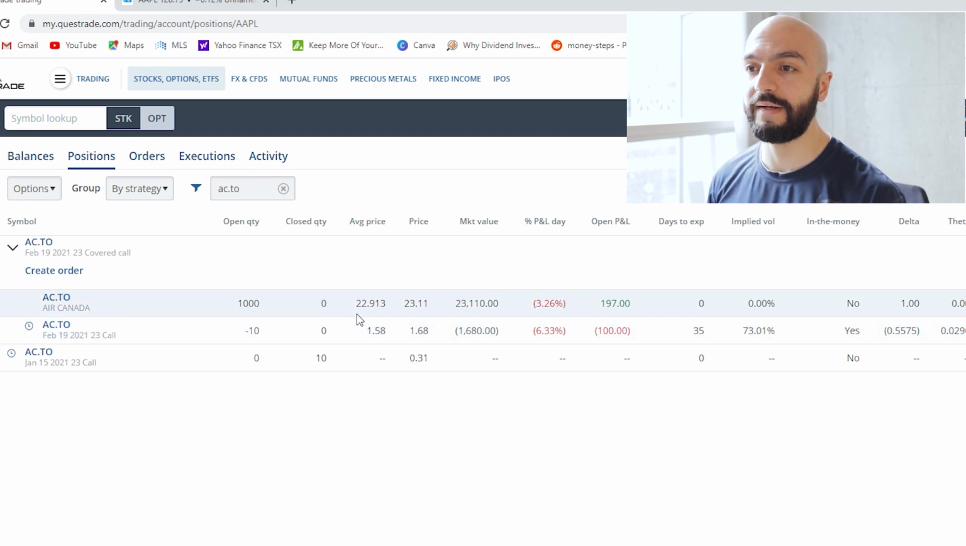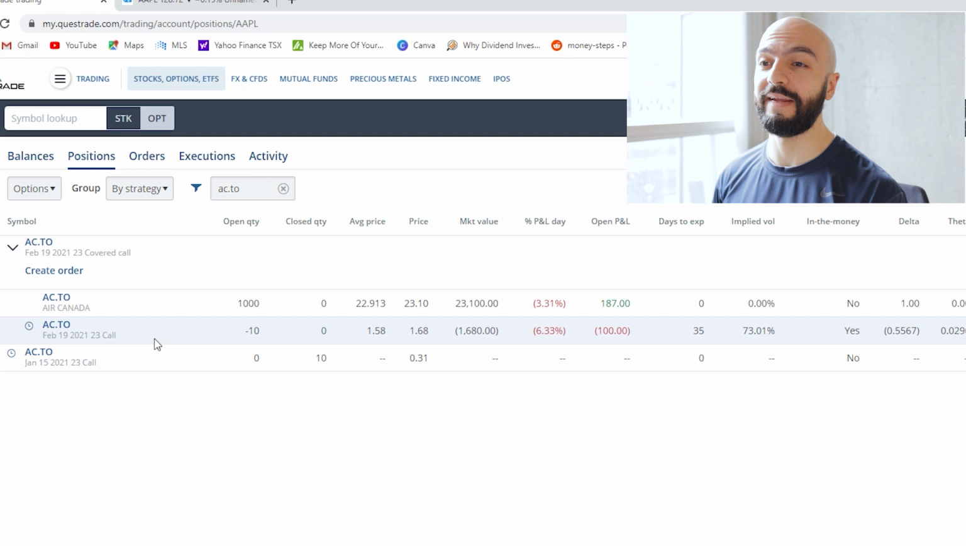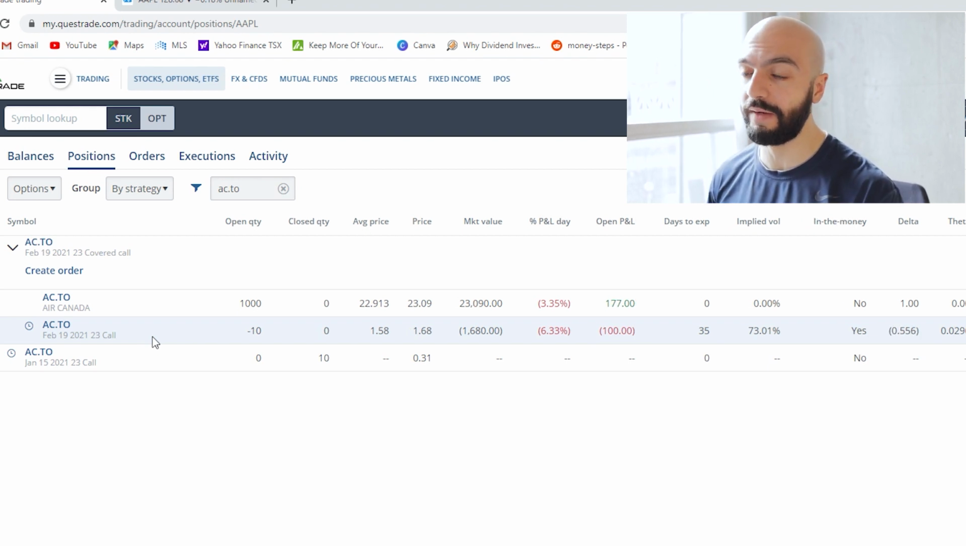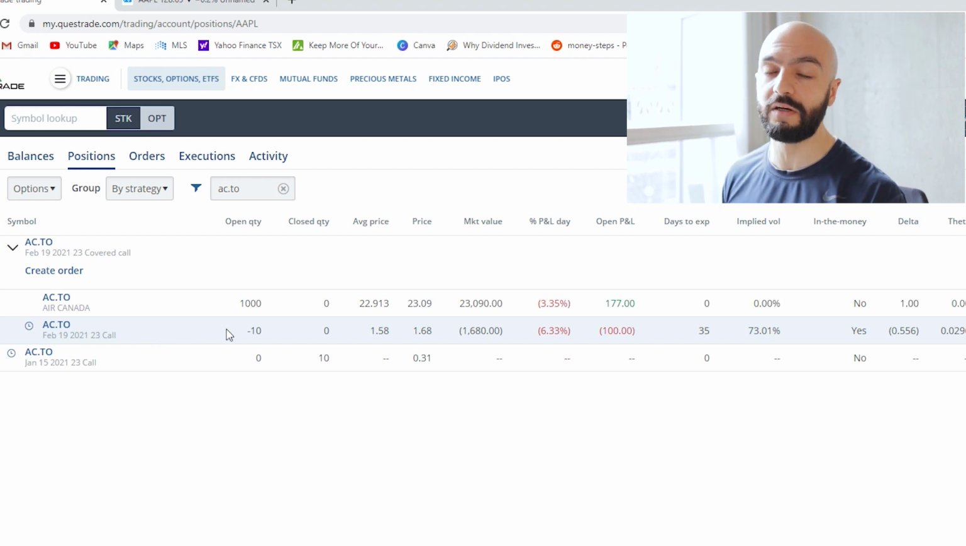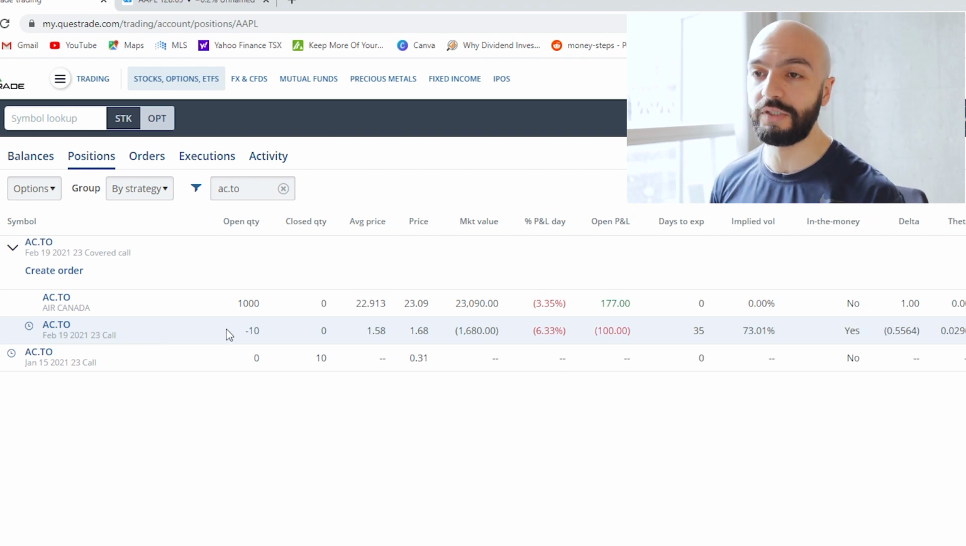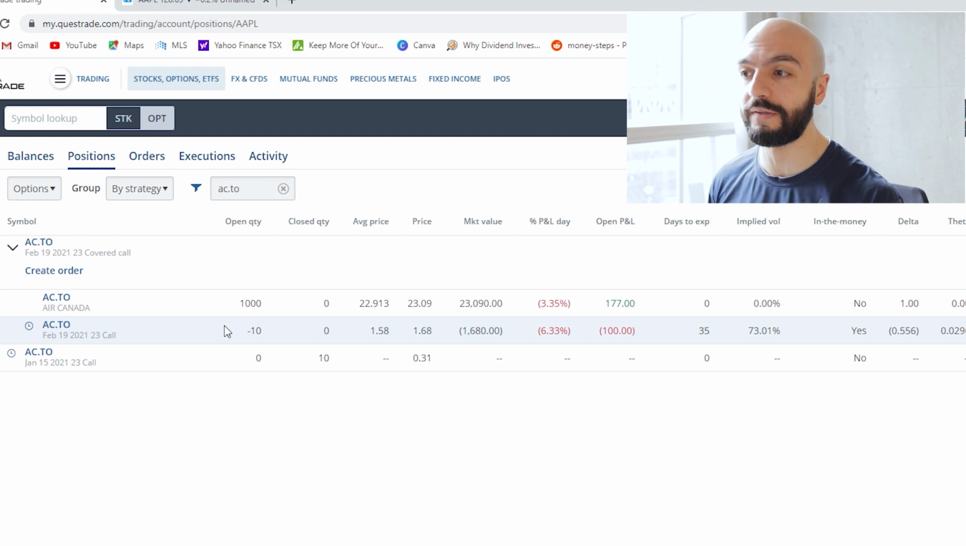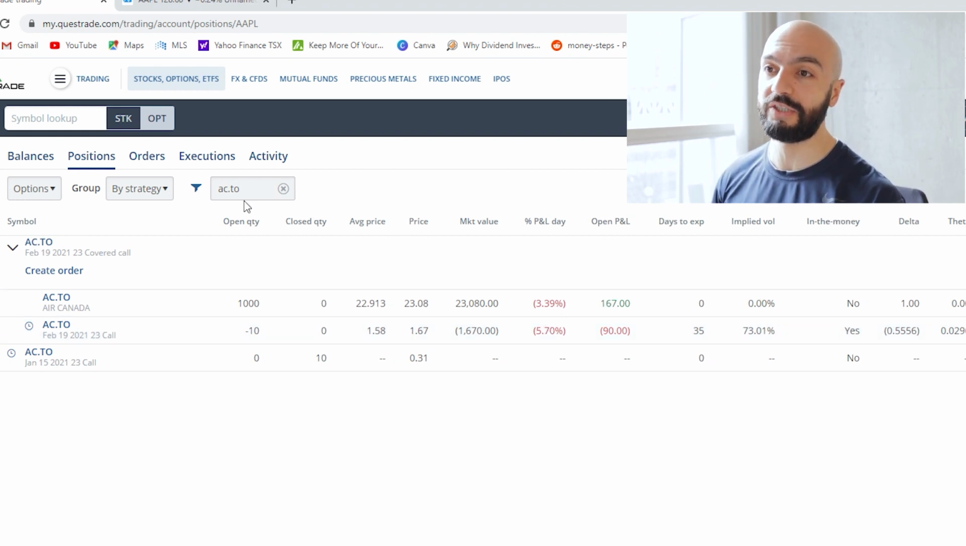Take a look at this. I bought Air Canada at $22.91, and if it goes above 23, which it is right now, it's 23.10, I'm forced to sell these if I hold them at 23, and I'm okay with that. If Air Canada goes to $60, I'll miss out on that gain. I'm only doing it for this small turnaround. I'm not here to get the capital appreciation of Air Canada. I'm just here to get the premium.